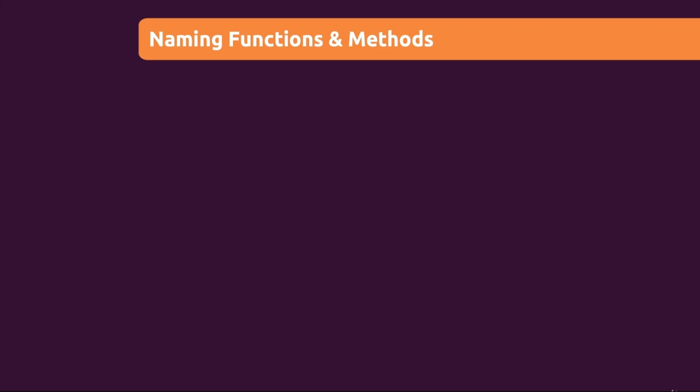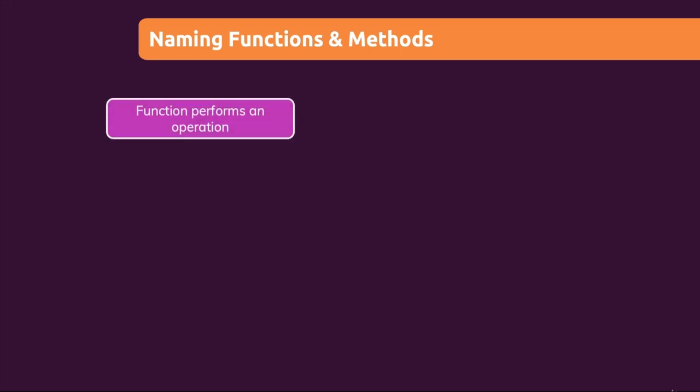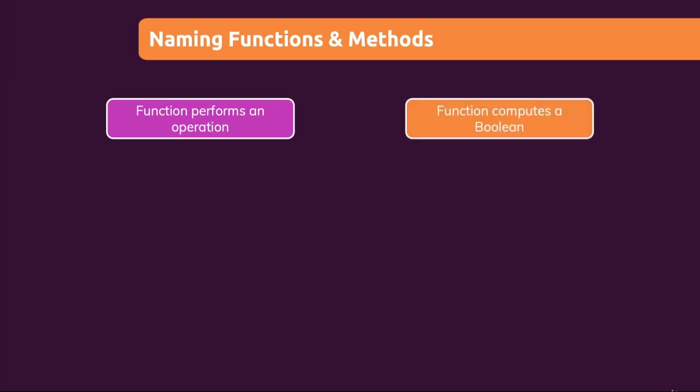So how should we name functions and methods then? Well, here we can also differentiate between functions or methods which do perform some kind of operation. And that really can be any kind of operation. It can be an operation where data in an object gets changed. It can be a calculation which returns a value. But the other kind of function we can have a look at is a function which computes a boolean specifically, so which returns a boolean value.